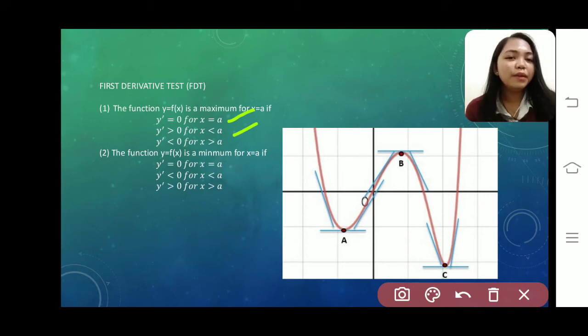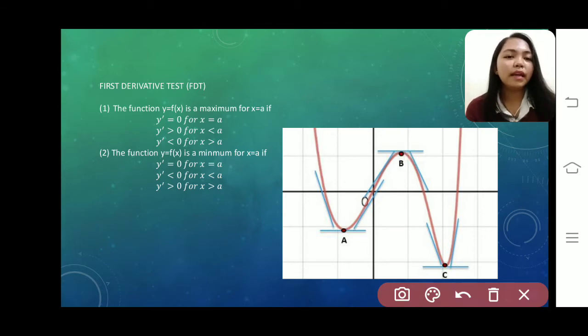And then, y prime is less than 0 daw, meaning negative, for x greater than a. Ibig sabihin, sa value na greater than b, yung x, ang mabubuo nating tangent line ay has a negative slope, meaning, downward to the right. So, di ba, satisfied yung conditions dito. Therefore, we have a maximum point at b.